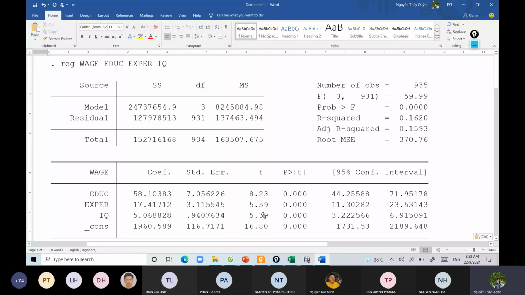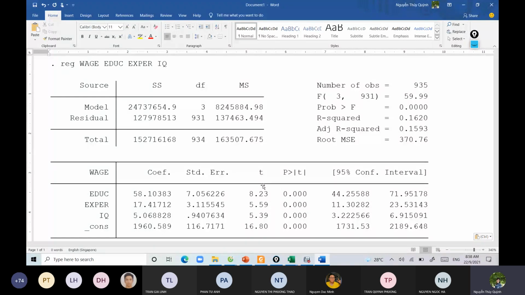Or if you want to know whether the intercept is statistically different from 0, then the observed value of T will be this one. So the column T here represents the observed value of T for the test where the null hypothesis is that beta j is equal to 0. The suspect value here is 0, and that is usually what researchers want to find out in their research.